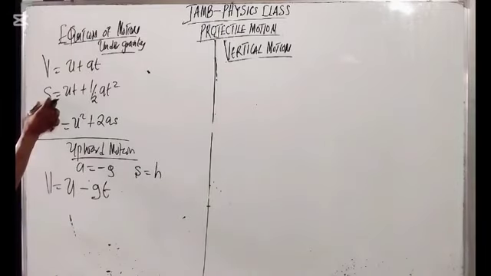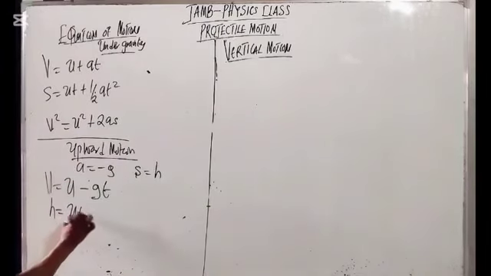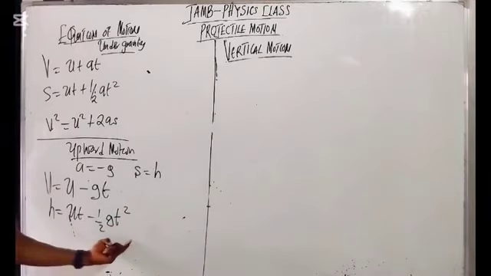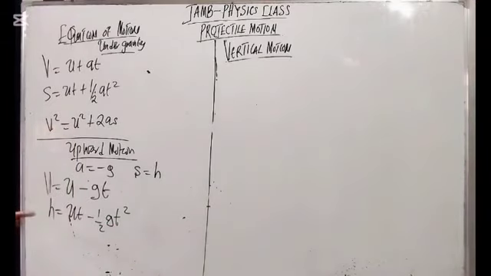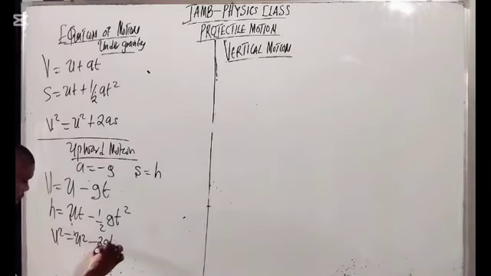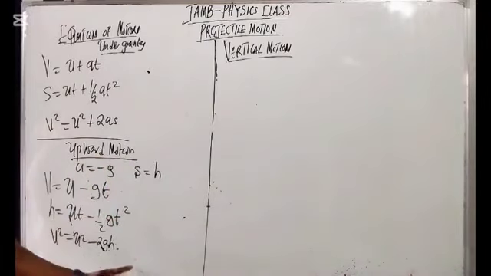h. Whenever you see x, put h. So it will be h equals ut minus half gt squared. Then you have v squared equals u squared minus 2gh. So these are the three equations of motion when it comes to the upward movement.